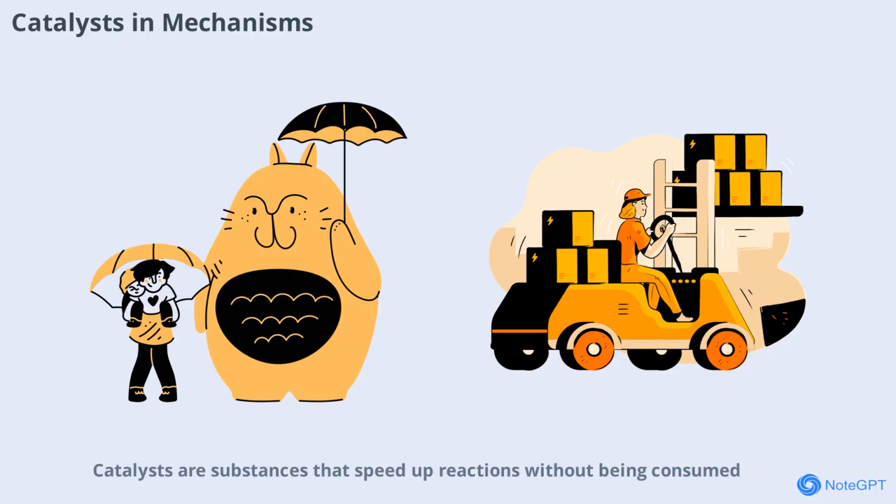chemistry. Catalysts are substances that speed up reactions without being consumed. They work by providing an alternative pathway with a lower activation energy. In organic chemistry, catalysts can be acids, bases, metals, or even enzymes. Understanding how catalysts influence mechanisms is crucial for designing efficient and selective reactions.